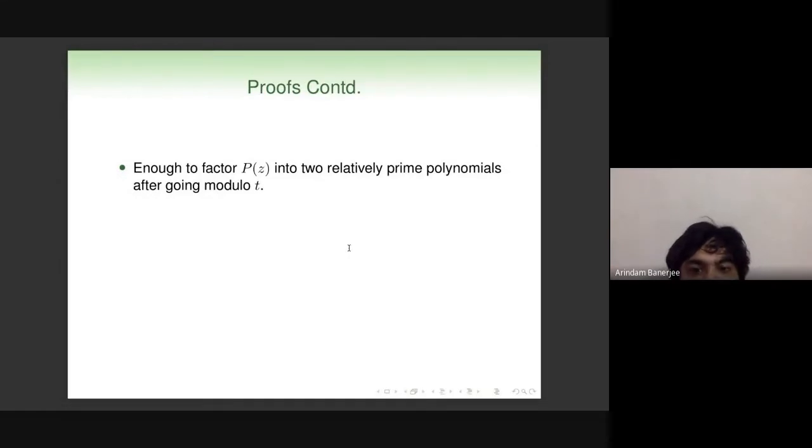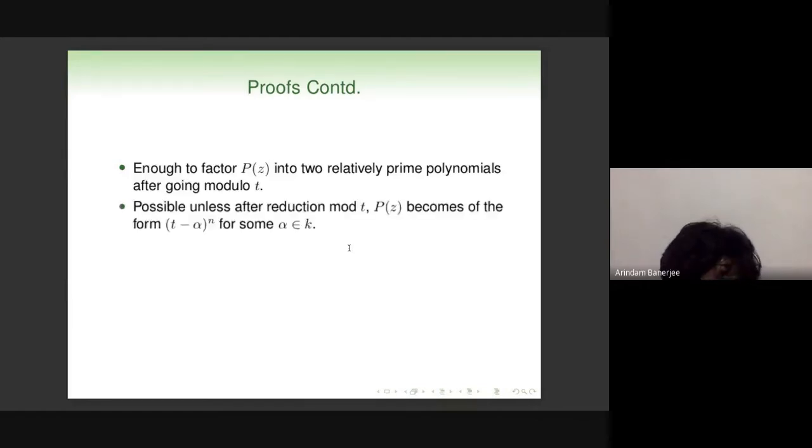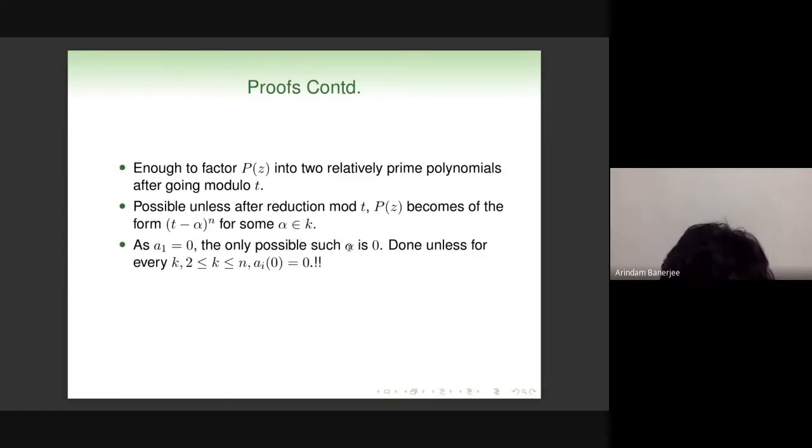So it is enough to factor P(z) into two relatively prime polynomials after going modulo t, by Hensel's lemma. This is possible unless after reduction mod t, P(z) becomes basically (z - alpha)^n for some alpha in k. Basically, it's just a power of a linear term. Unless this happens, it is possible.